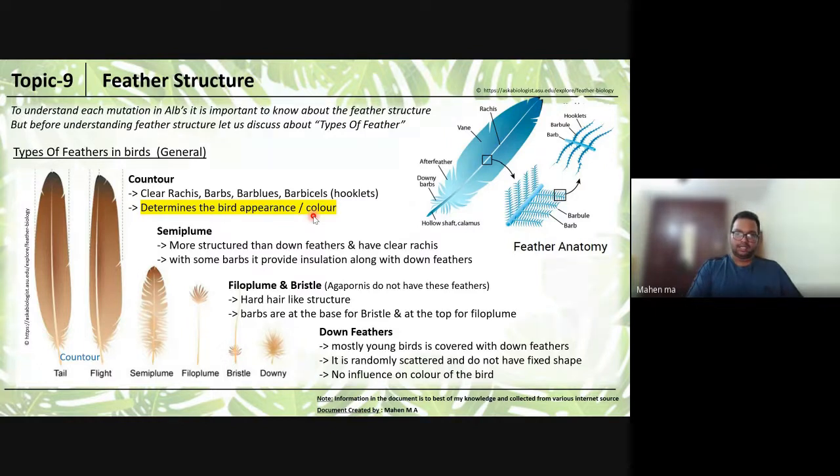So this is about the basic types of feathers and the anatomy of the feathers. Since the semi-plumage and the down feathers do not give color to the African lovebirds, we will not talk about these two feathers. We will only concentrate on the contour feathers, which are the tail feathers and the flight feathers, in the coming slides. Okay.